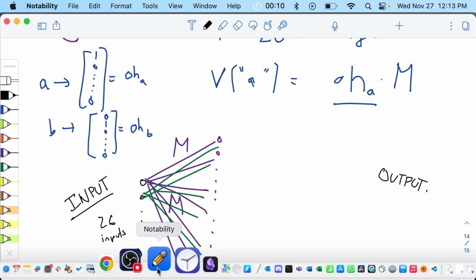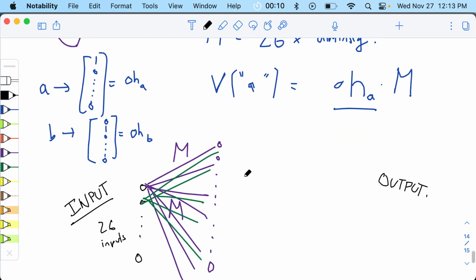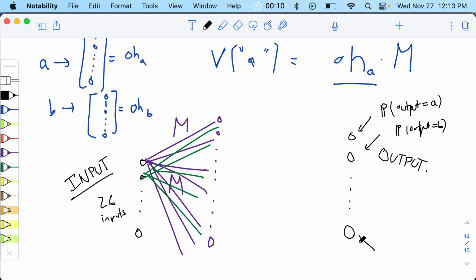Why is the output size 26? Well, the reason is I want it to output letters. And so what I'm going to do is make it output the probability of each letter. So the output is, again, 26. So this will be the probability that the output equals A, some output over here. Then there'll be the probability that the output equals B, and so on. And this is the probability that the output equals Z, the last letter of the alphabet. So it's a vector of size 26 because there's 26 possible outputs.